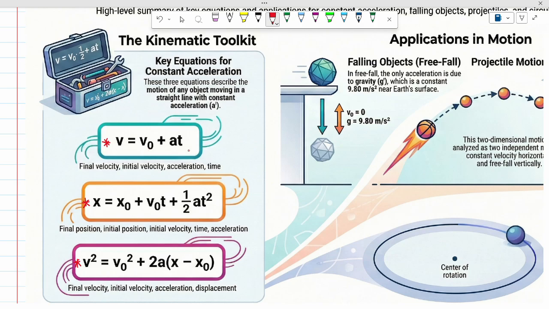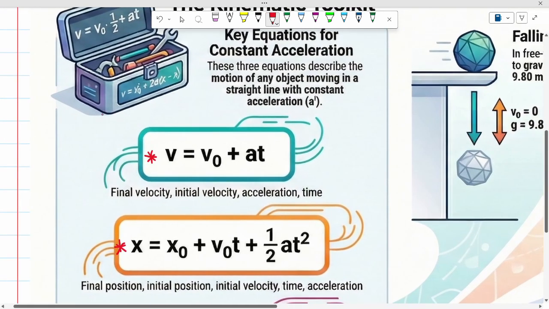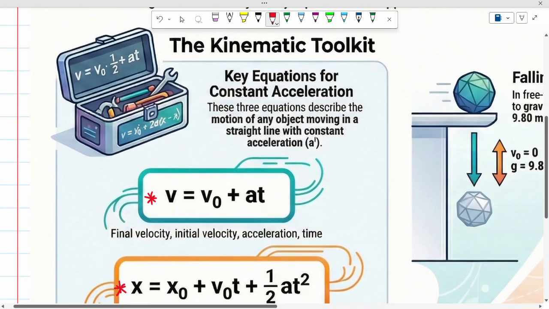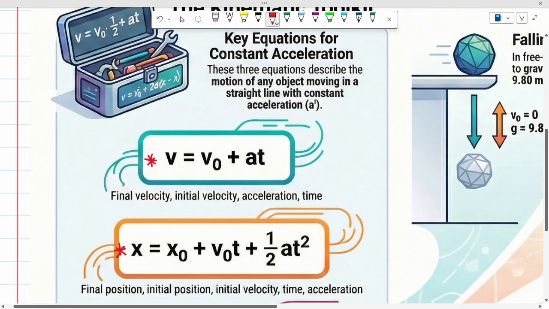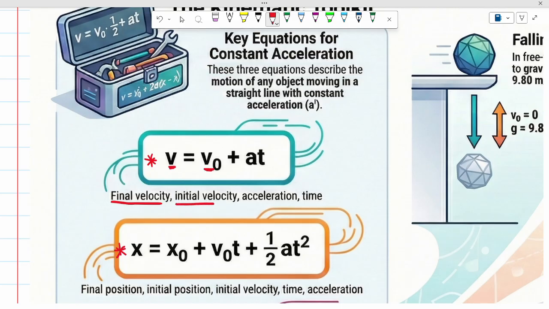Now, in this infographic, one of the things to watch out for as you look at equations like this, which your textbook also has, is to make sure that you know the meaning of these symbols. So in this infographic, they will actually spell out what each of these symbols mean. This is the final velocity. This is the initial velocity. This is the acceleration. And this is time.